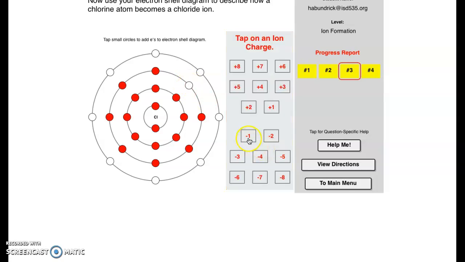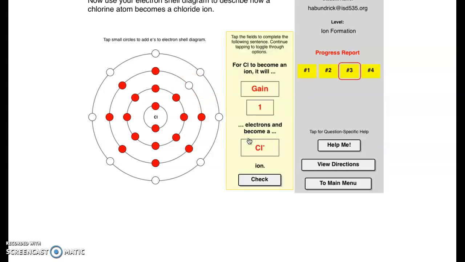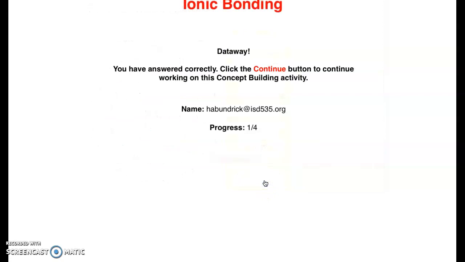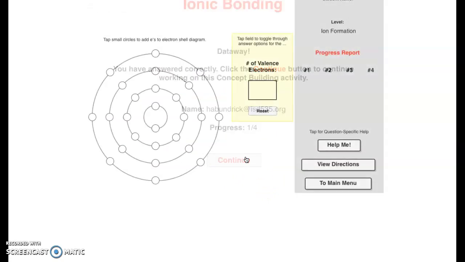If it gains, it becomes negative because it's gaining an electron, which is a negatively charged particle. Anytime it loses, it's going to become more positive. So if this element lost 1, it would become a positive 1. But if it gains 1, it becomes a negative 1. Okay, so that's how you do that one.